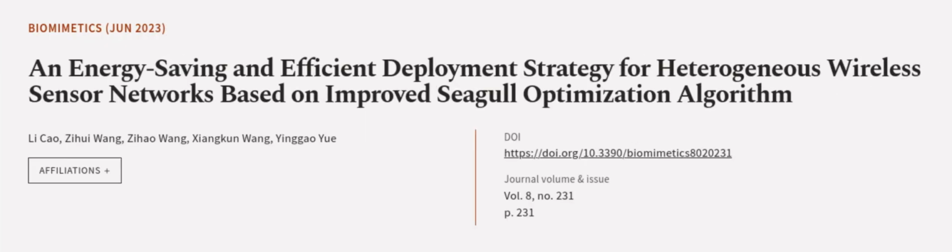This article was authored by Li Chao, Zihui Wang, Zihao Wang, and others.